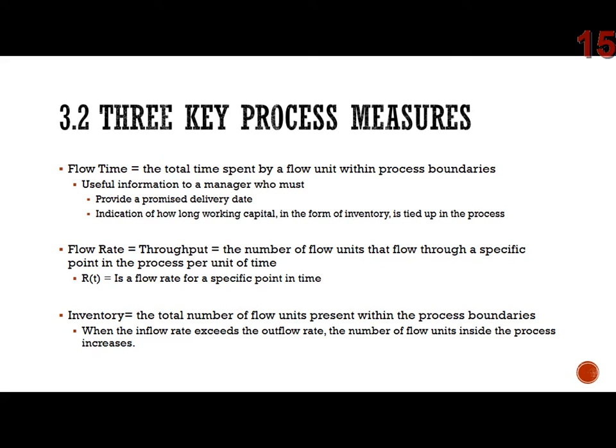Flow time, the total time spent by a flow unit within the process boundaries. Flow rate or throughput, the number of flow units that flow through a specific point in the process. And inventory is the total number of flow units present within that. Okay.